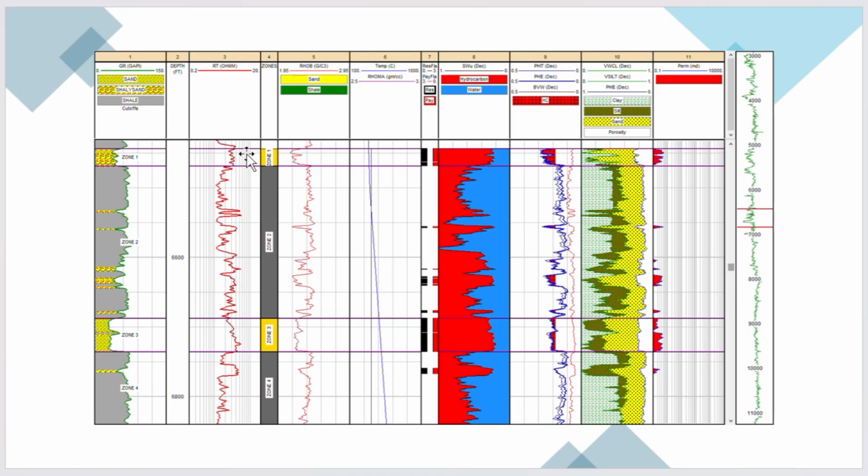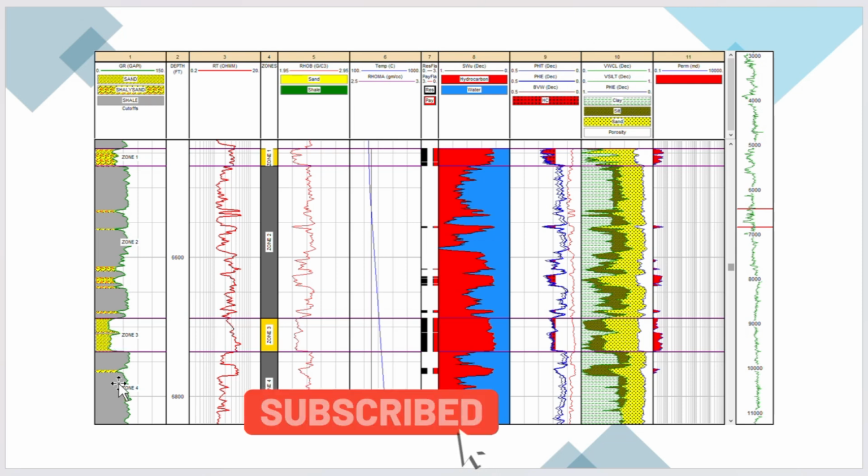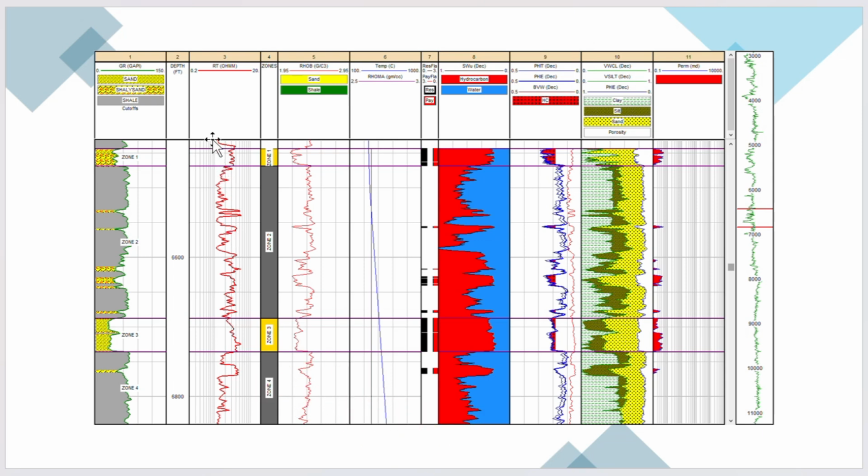We have this petrophysical result where we have our zone 1 being sand formation, then our zone 2 shale and sand, then our zone 3 and our zone 4. Our resistivity value is from 0.2 to 20. Then we have our density, we have our temperature, we have our petrophysical results, where we have our water saturation here, we have our porosity here, we have our volume of shale here, and we have our permeability here.